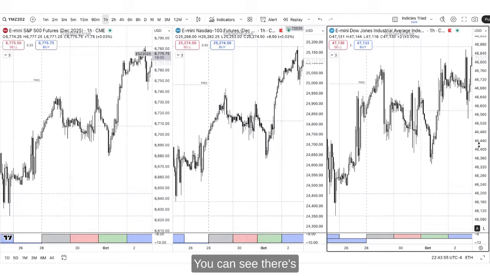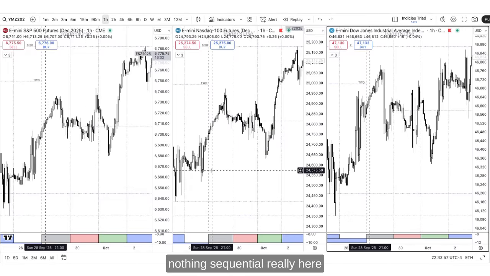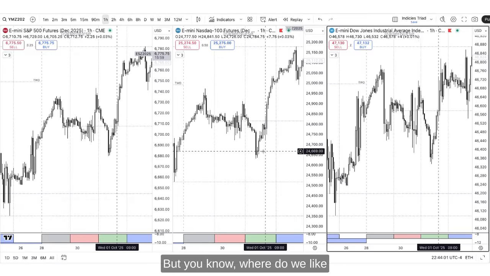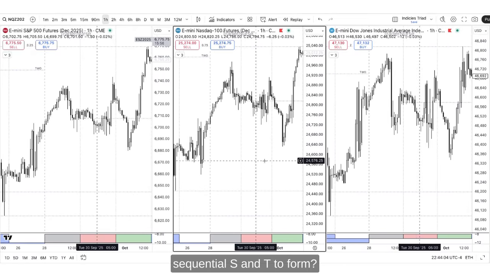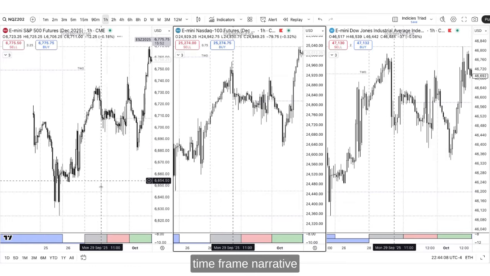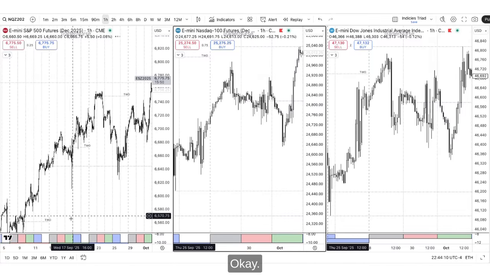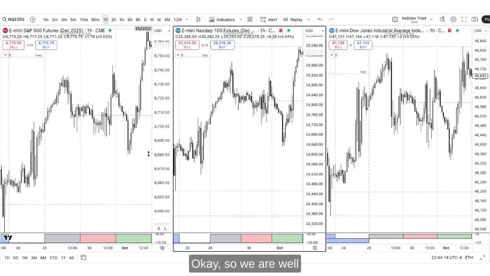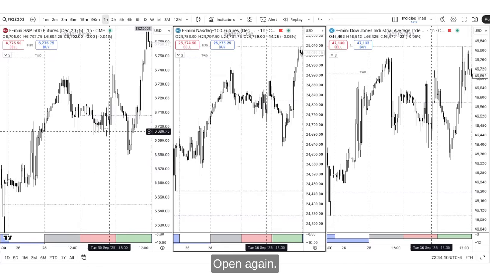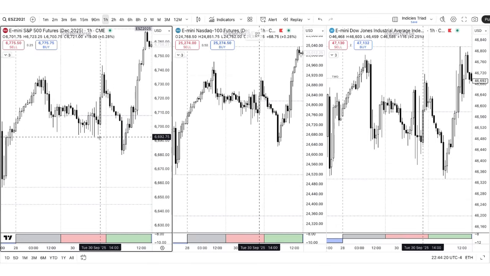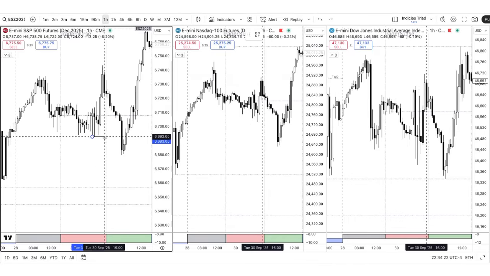All right, you can see there's nothing sequential really here at the moment, but you know, where do we like sequential SMT to form? Okay, and we still got this high time frame narrative where we're just bullish. Okay, you know, it's really important here. Okay, so we are well below the 2-week open again. And what's our key level? The key level is this here. Yesterday's low.